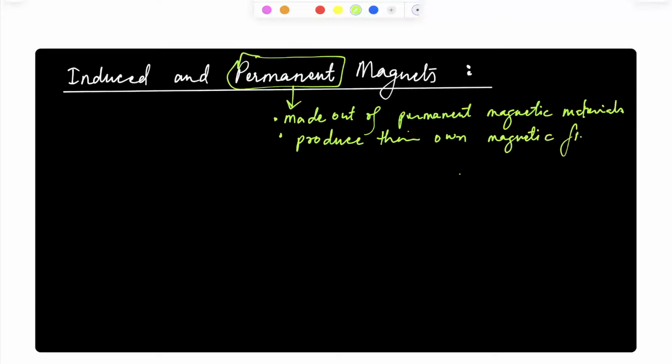You can prepare the answer for 2 marks. What are the examples of permanent magnets? Example is the steel.